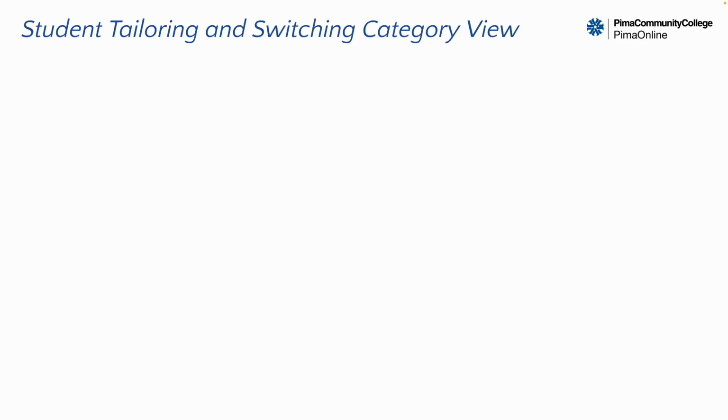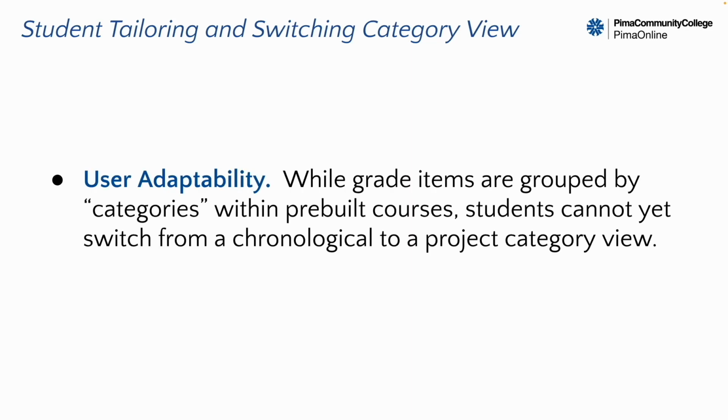Another piece to be aware of is that students cannot tailor or switch category views. In other words, grade items are grouped by categories within pre-built courses, but you can't just say, well, I want to see the project category view or I want to see the chronological category view. It's the way it is when you view it. So for example, if your gradebook uses project categories instead of chronological categories, it's all the more helpful to provide reminders within the announcements of which activities are around the corner.